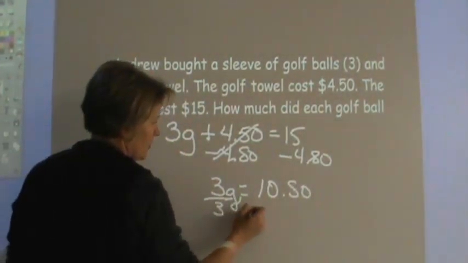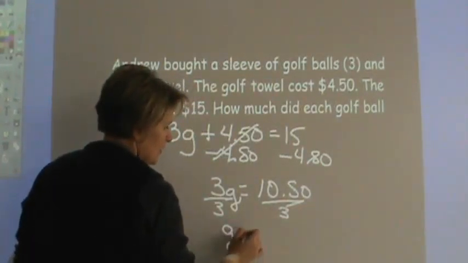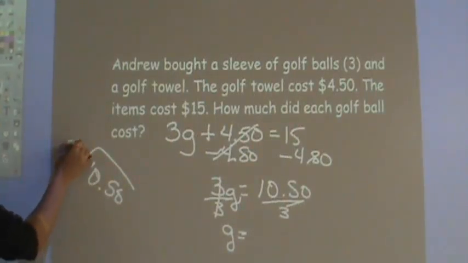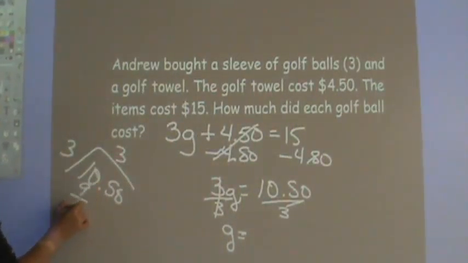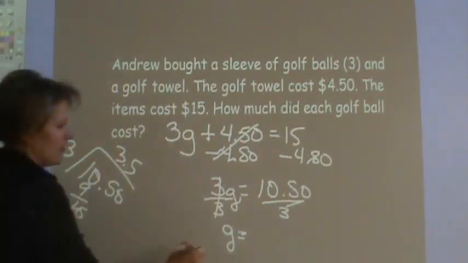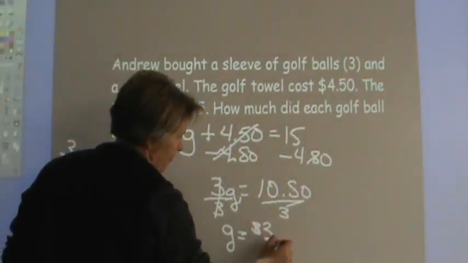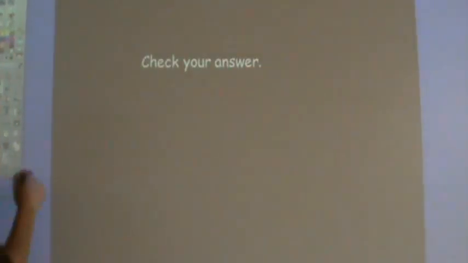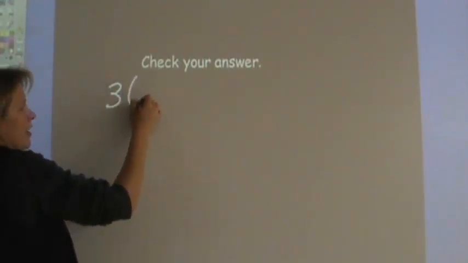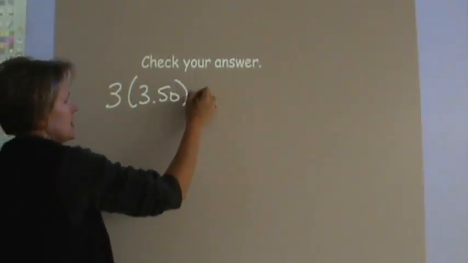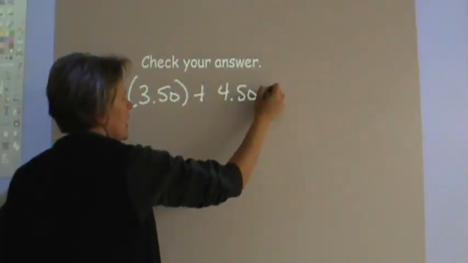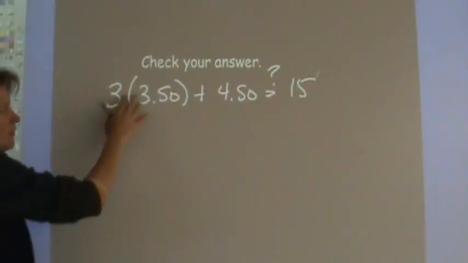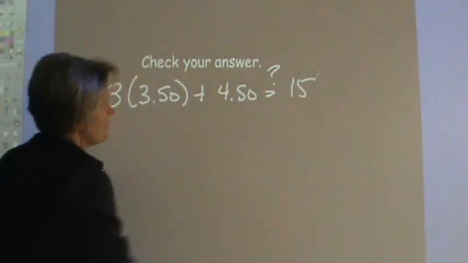So if I divide by 3, that'll tell me what 1 golf ball cost. So $10.50 divided by 3 would be 15, would be $3.50. Okay? And again, we can check our answers. So we got 3 golf balls times $3.50. Add the $4.50, and we want to know, does it equal $15? And again, if we checked ourselves, 3 times $3.50 is $10.50. $10.50 plus $4.50 is $15.